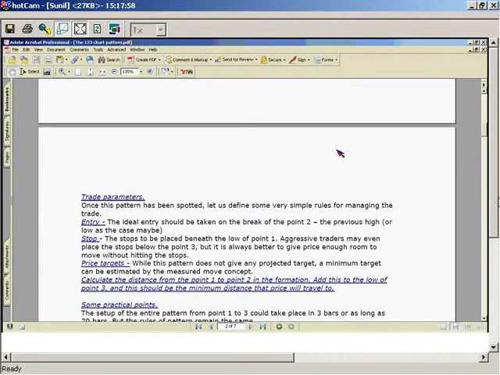Now, once this pattern has been spotted, let's define some very simple rules for managing the trade. A trade is never a fire and forget system, that you take a trade and you just forget about it. No, a trade has to be managed. Would you start off a business and, how's the comparison that I could give, book an order for something and forget about it? That, okay, if the customer calls up and he finds out, then I'll start moving on it. No, that's not the way. Trading is a business.